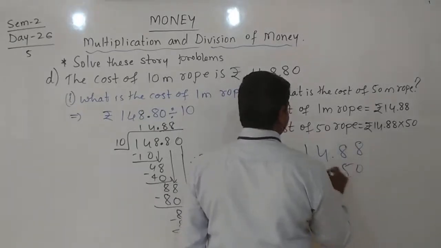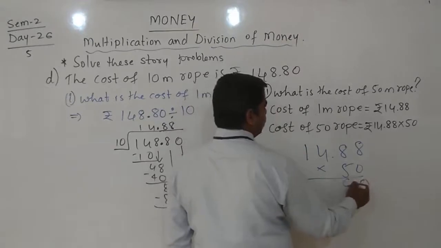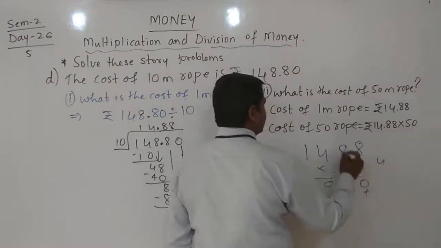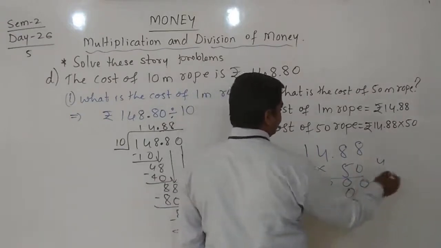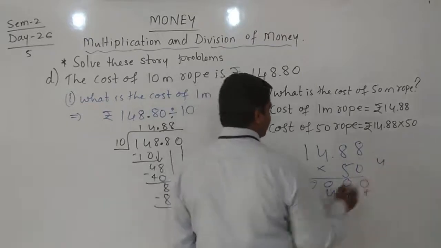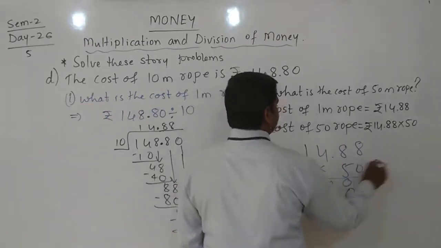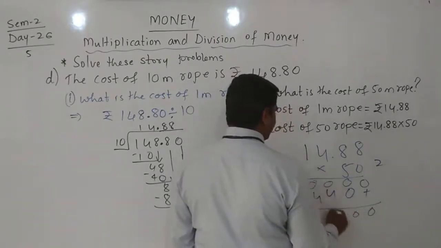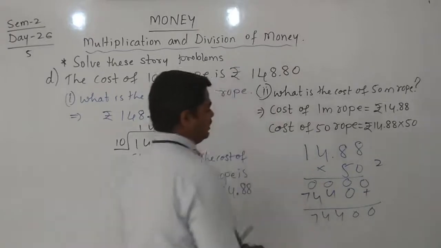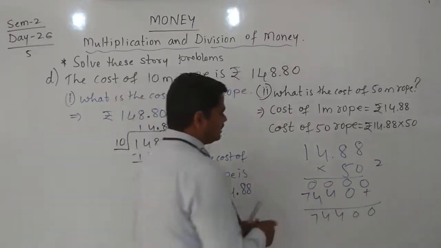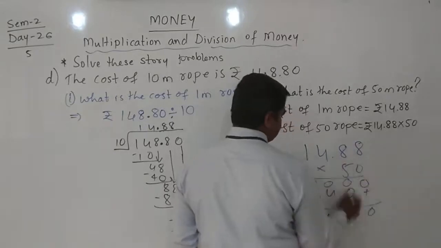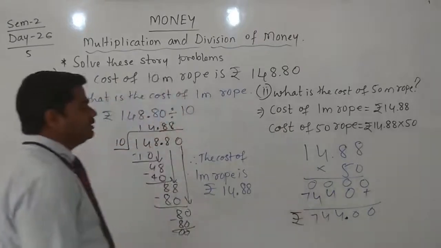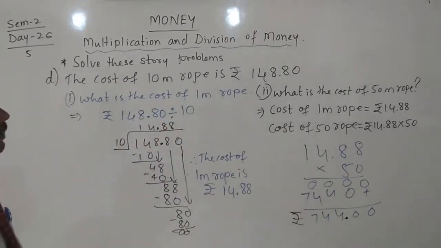1488 into 50. Multiply. 0 into all gives 0. 8 5s are 40, 4 carry. Again 8 5s are 40 plus 4, 44, 4 carry. 8 5s are 40 plus 4, 44... 5 1s are 5 plus 2, 7. Then 0 0 4 4 7. How many decimal places? 2 decimal places here. Then rupees 744.00, the cost of 50 meter.